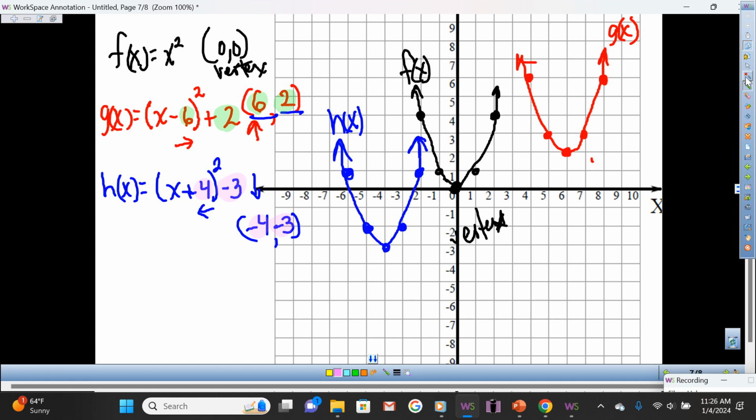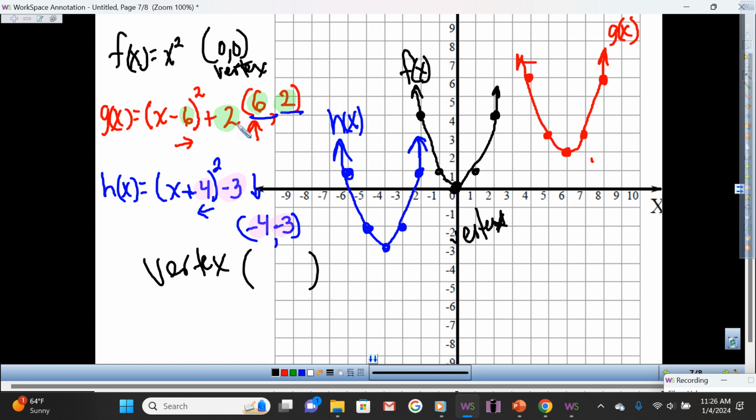So guess what? On the side, I want you to write this out. I want you to write from now on, the vertex is always what? What does the 2 and the -3 represent? What is it? Yeah, H and K. That is correct.